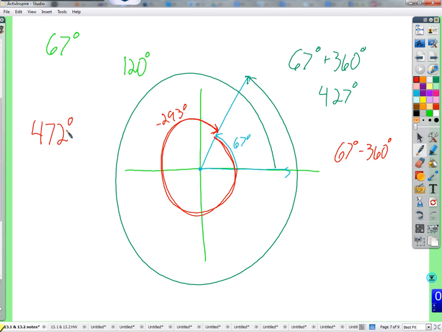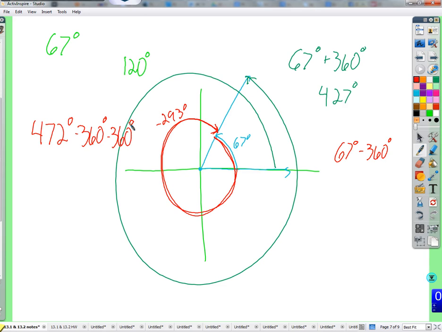So what did you just try? Going to 472 and going back 360. So you went back 360, so you subtracted 360. What happens when you subtract 360 from this? Is it negative? No. Subtract 360 again. Subtract 360 again, right?